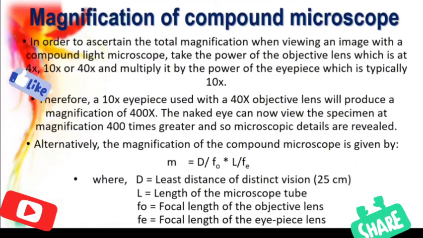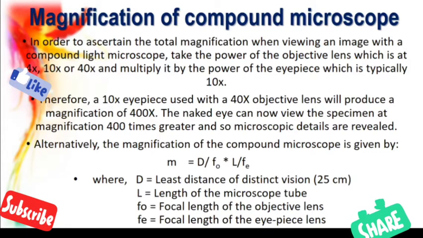Then the magnification of the compound microscope. In order to ascertain the total magnification when viewing an image with a compound light microscope, take the power of the objective lens, which is 4x, 10x and 40x, and multiply it by the power of the eyepiece, which is typically fixed at 10x. Therefore, a 10x eyepiece used with a 40x objective lens will produce a magnification of 400x.